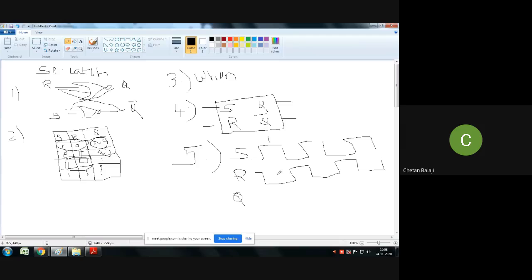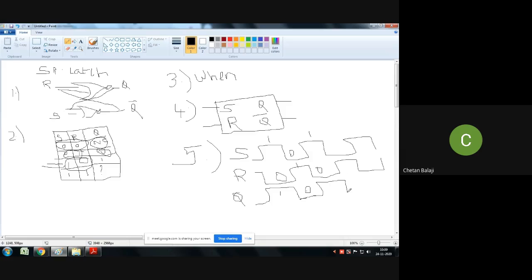Here S is 1, R is 0. According to the truth table, if S is 1, R is 0, output Q should be 1. Here S is 0, R is 1. Sorry, my output Q should be 0 because reset is 1. Again here S is 1, R is 0, so again output Q should be 1. This is how you need to write.